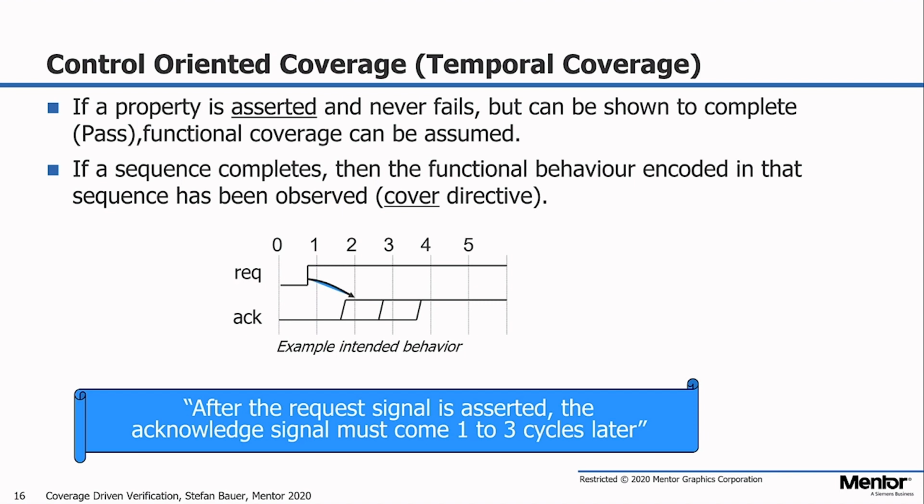That's a cover directive. So let's have a look at a simple property or sequence. I have my request signal here and the acknowledged signal there. So my sequence says, as soon as the request signal goes high, the acknowledged signal must come 1, 2, or 3 clock cycles later. And such a sequence I can easily cover and use as functional coverage.